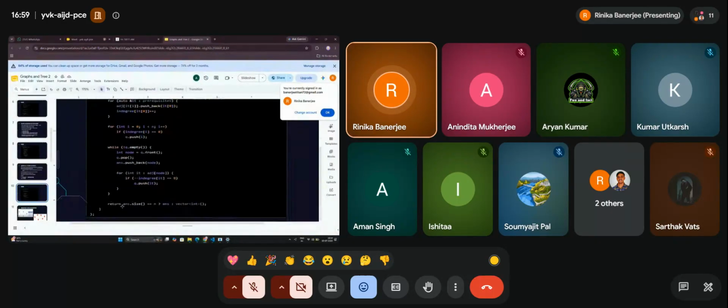Now at last, I am checking the condition. If our resultant array size is equal to n, that means it contains all the nodes. It states that our topo sort is valid, so I'll return the answer. And if it is not valid, I'll return an empty array.